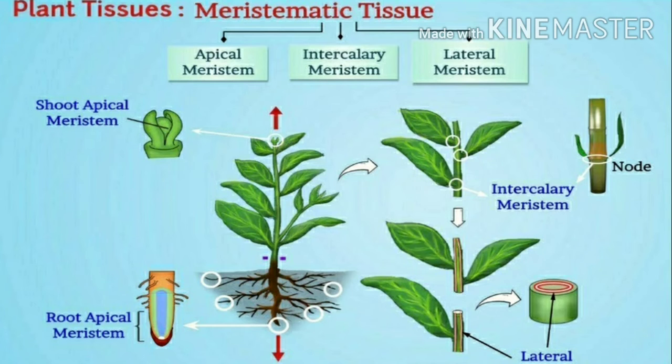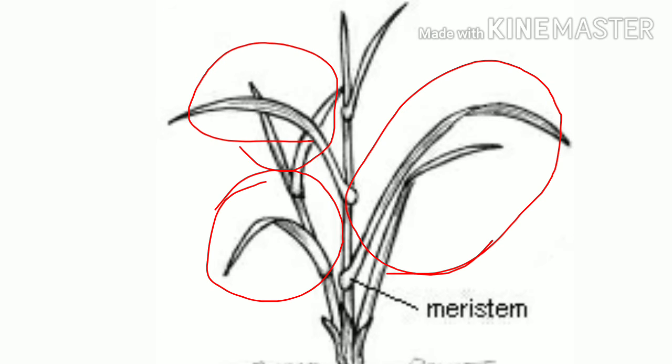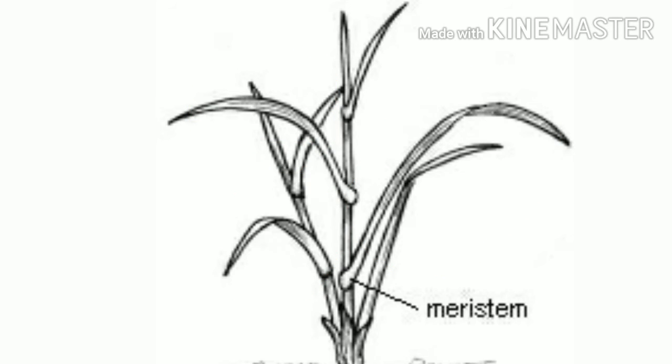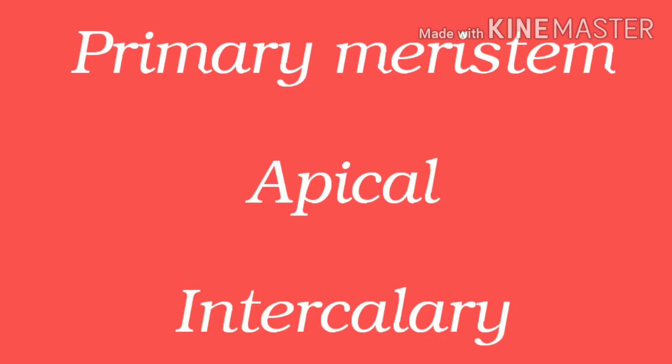The meristem that is found in between the mature tissue is called intercalary meristem. They occur in grasses and help in regeneration of the grasses. When herbivores graze the grass, the tip of the grass is cut off, and then the grass grows again. So that growth occurs because of the presence of intercalary meristem.